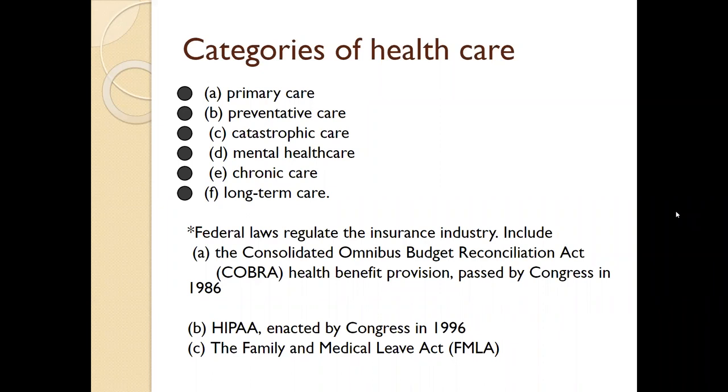Categories of healthcare: primary care, preventive care, catastrophic care, mental health care, chronic care, long-term care. Federal laws regulate the insurance industry, including the COBRA health benefit provision passed by Congress in 1986, HIPAA enacted by Congress in 1996, and FMLA.